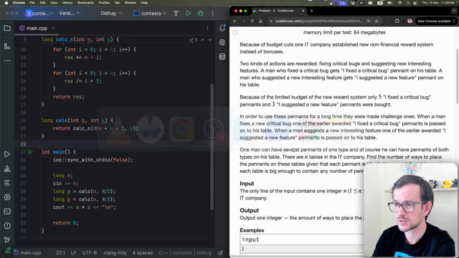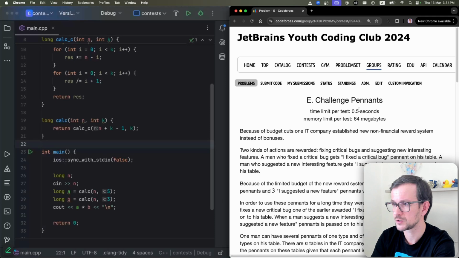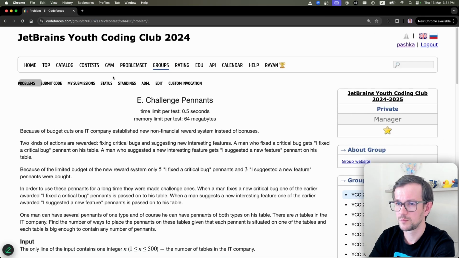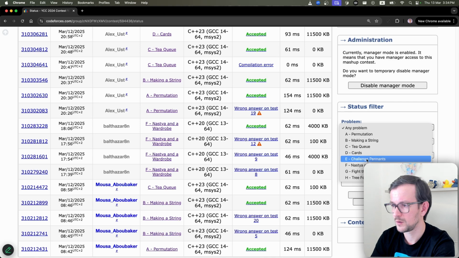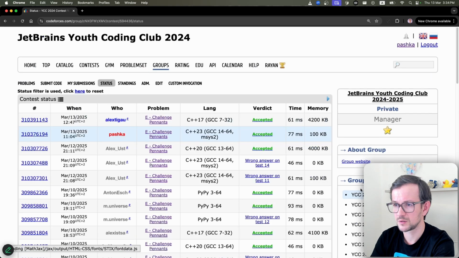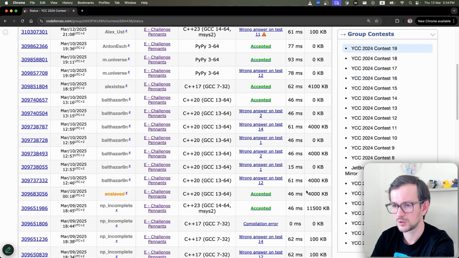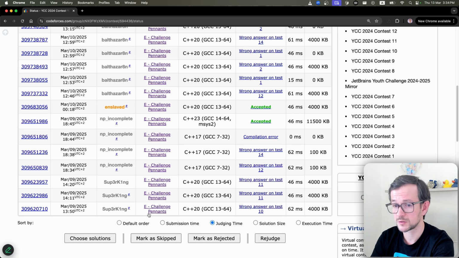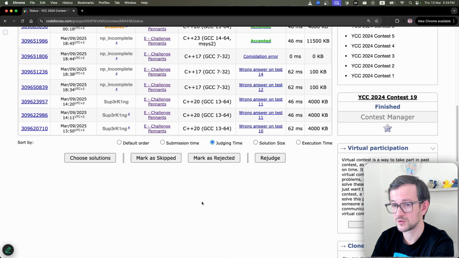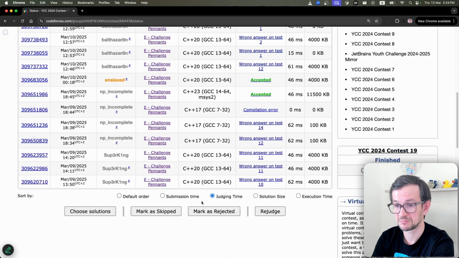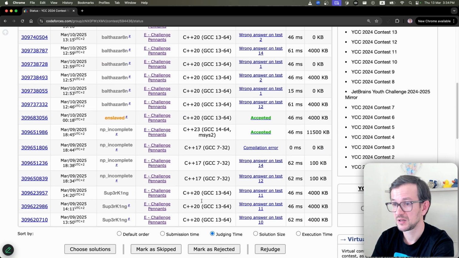Do we have many submissions in Python? Let's see, status for problem E. I would expect... Oh no, it's actually not that many. So okay, even with a problem like this, you use C++. Interesting.